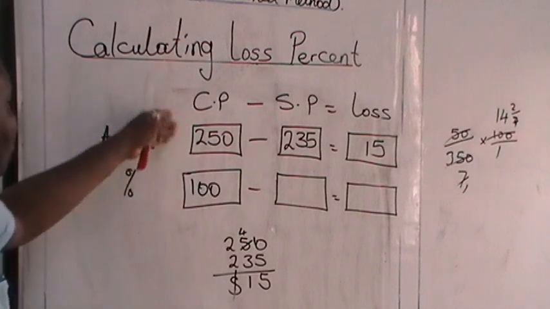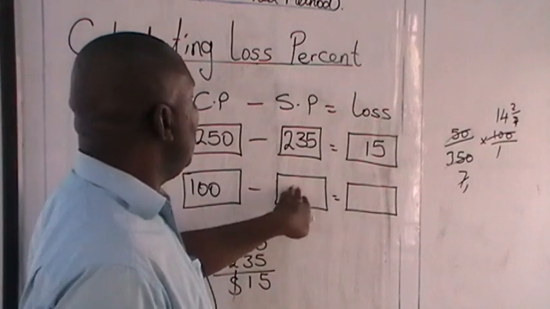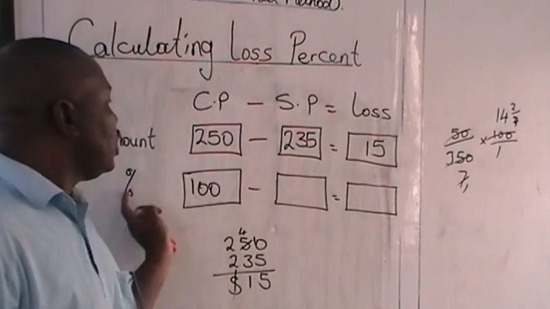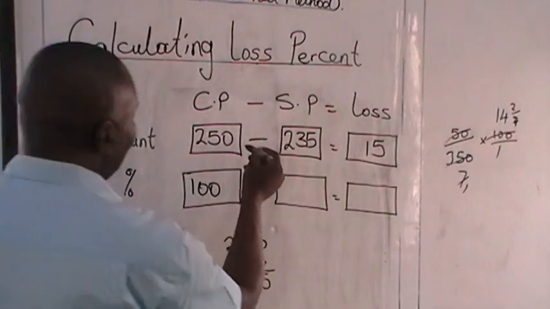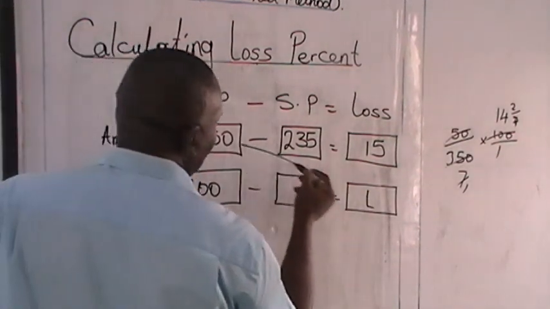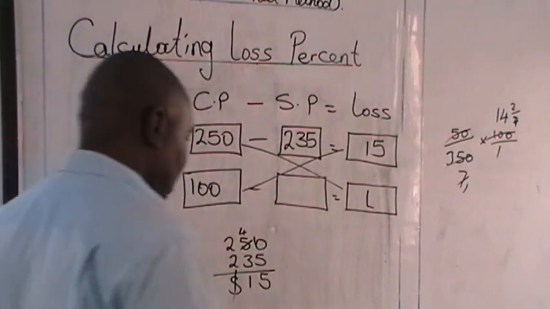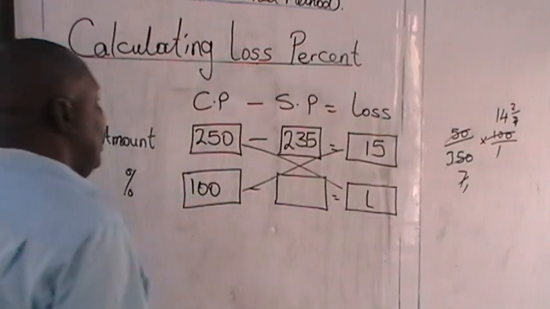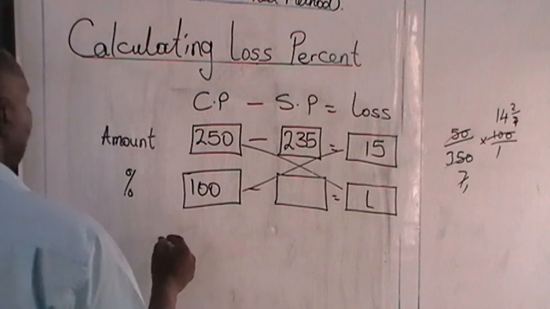These two columns are complete. We have 15 here, but we do not have anything here. We are not looking for selling price percent. No, we are looking for loss percent. So what do we do again? Let's put an L there for loss. So cross multiply. Now, 250 times L is 250L.